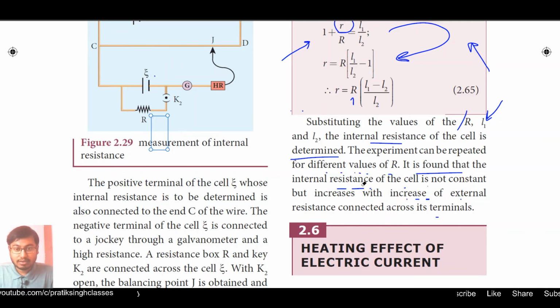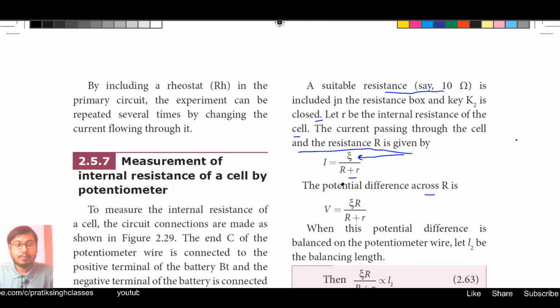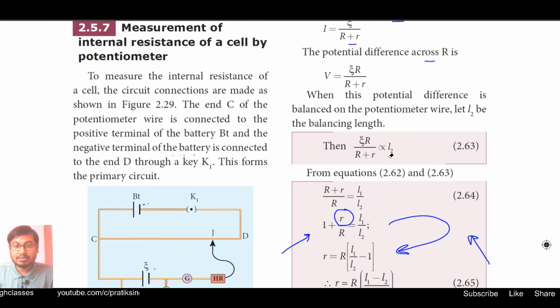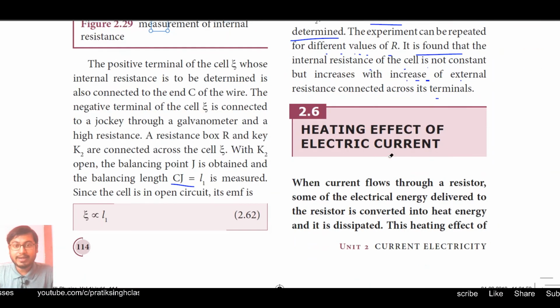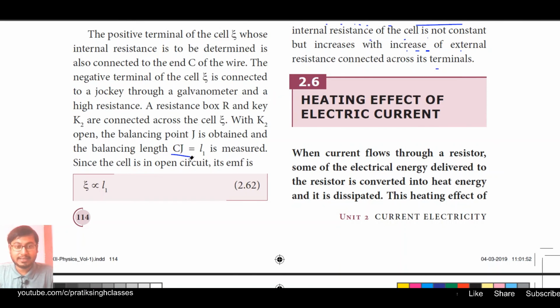So this is all about section 2.5.5, then section 2.5.6, and then section 2.5.7 we have seen today. In our next video we will see section 2.6, that is heating effect of electric current. This is also related to chemistry, because in chemistry you have to study thermodynamics or thermal chemistry, where the same topic will come but with some different things. There you will see the chemical things, here we will see the physical things.